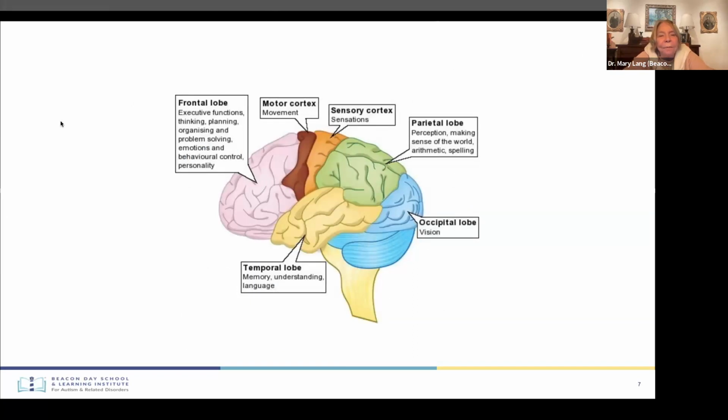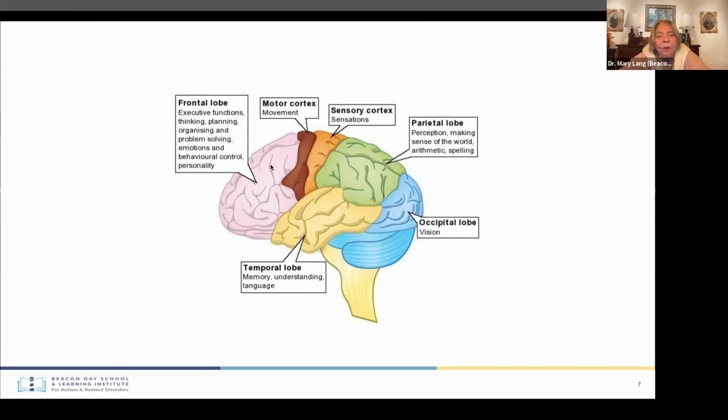Okay, so here is one of my favorite pictures of the brain. It is multicolored and it helps give you a picture of how many lobes there are that are important in your functioning of everyday life. And so we have the purple lobe right here. That is the frontal lobe. And that's what we're talking about when we talk about executive functioning, thinking, planning, organizing, timekeeping, emotions, behavioral control, and what you're really like as a person.